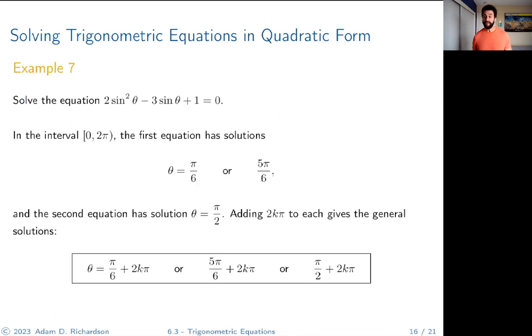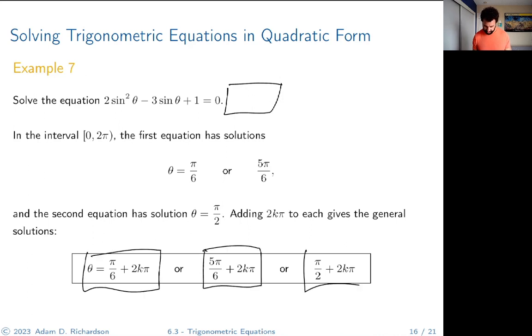All right. However, notice that we weren't given any restriction on where these solutions need to lie. They can lie anywhere in the domain of the sine function, which is all real numbers. So once you get these particular solutions that lie in the interval 0 to 2 pi, you then need to add 2k pi to consider the repetitions, the periodicity. So that's what you do. Add 2k pi to each of your particular solutions, and then you get the general solutions.